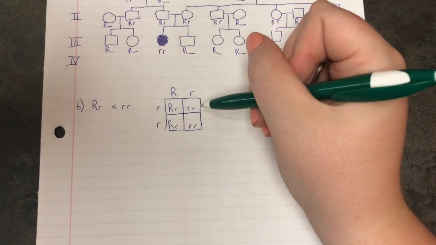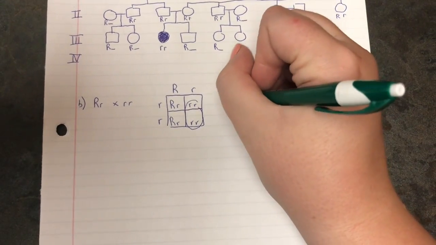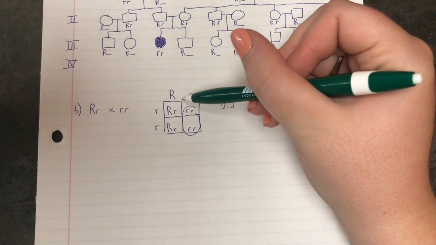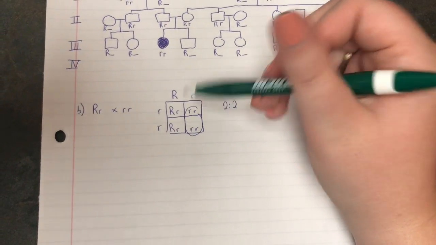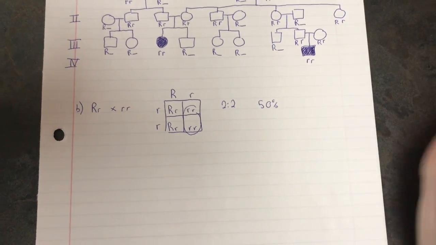And as we can see, 2 out of 4 have the trait, while the other half of them are going to be carriers. So we can say that there is a 50% chance.